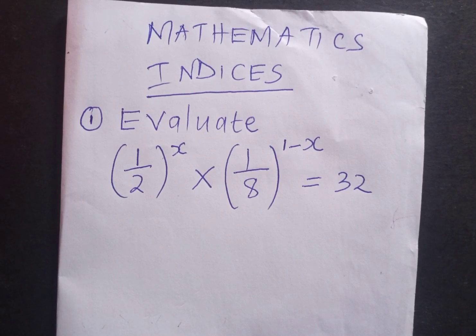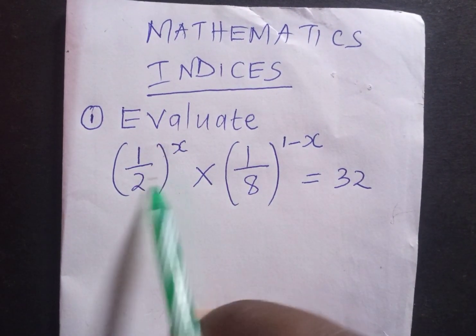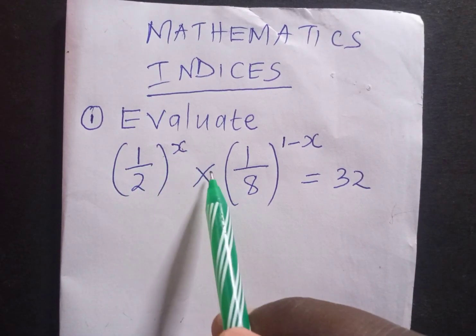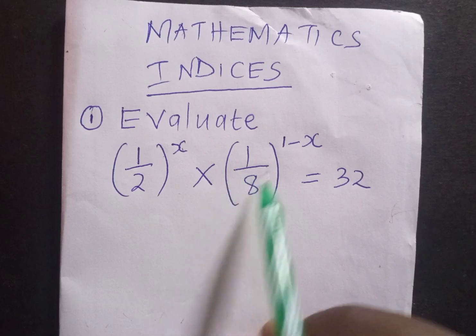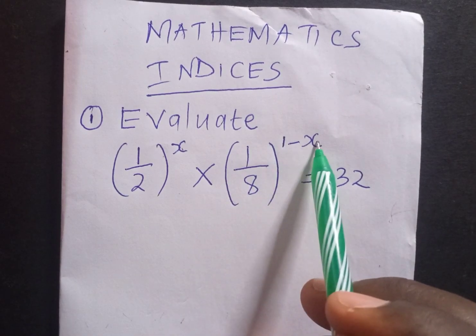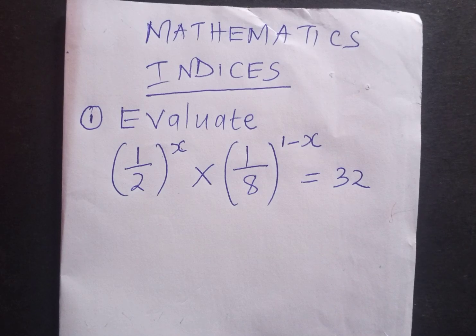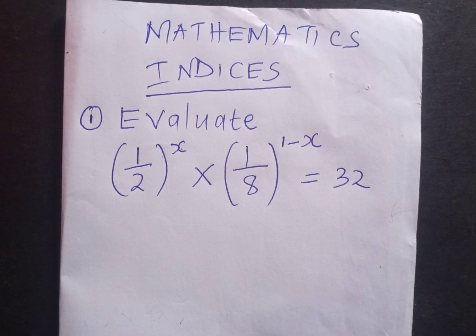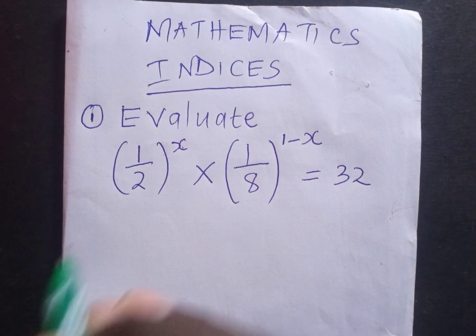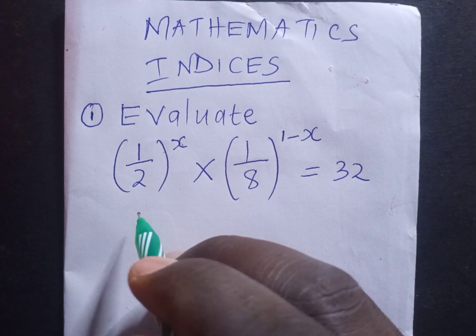Basically, the question is evaluate (1/2)^x times (1/8)^(1-x) equals 32. Now, when they say evaluate, that means solve for the value of x, because the unknown here is x. Therefore, we want to proceed and solve for the value of x.